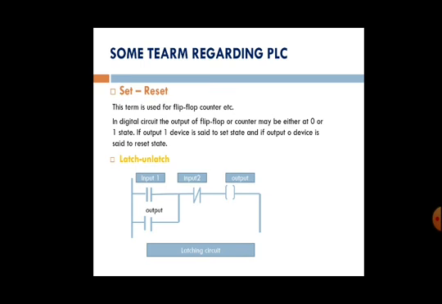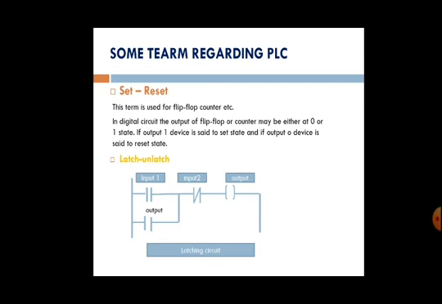Now the next one is latch and unlatch. Okay, we see the figure. There is input 1, input 2, and there are 2 outputs. This is the latching circuit. In control circuits, many times it is required that the output is energized by applying the input signal momentarily, and the output should remain in that state when the input becomes 0. To achieve this, a latching circuit is used.